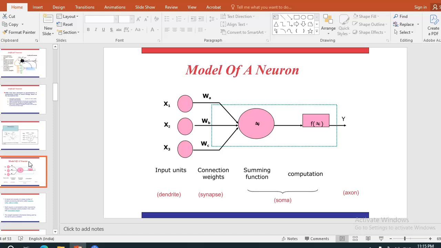So here we have input units, then weights, then the summation function, then the output. Here the input is called input samples, what we are giving. It may be text data or it may be an image. Before implementation of the network, we first have to prepare the training data.